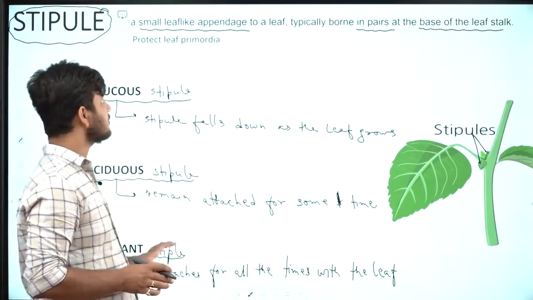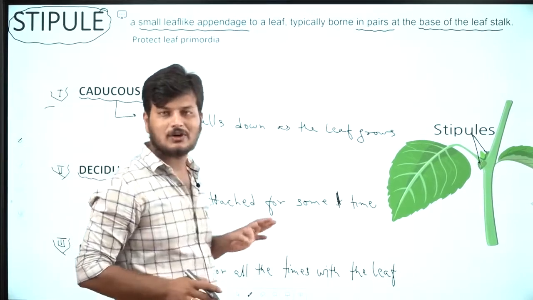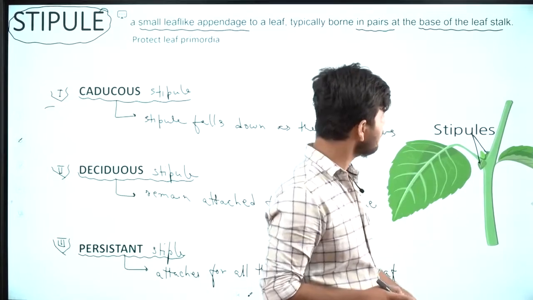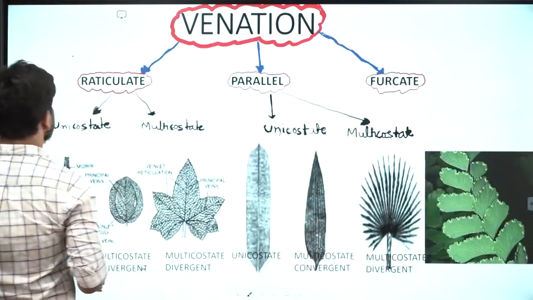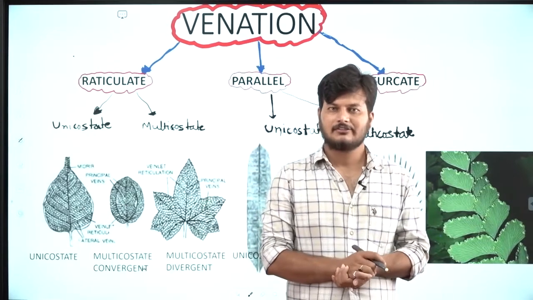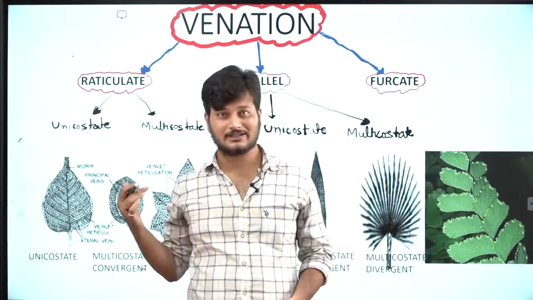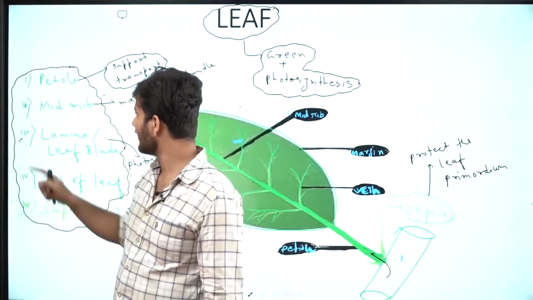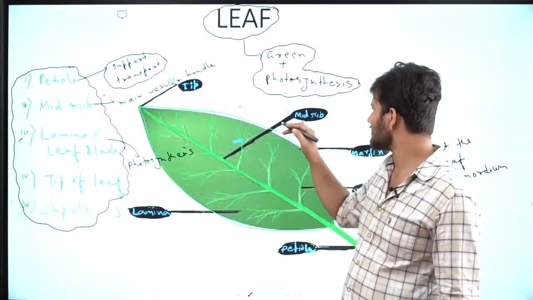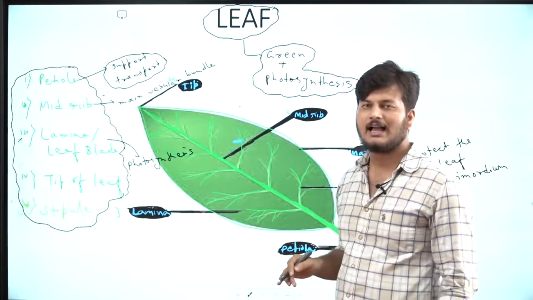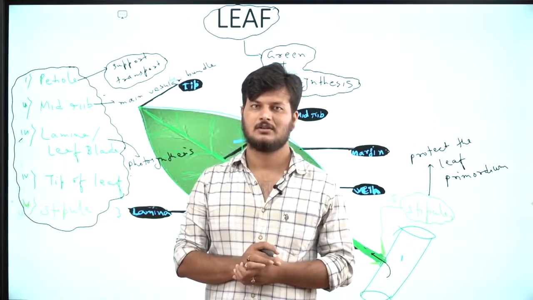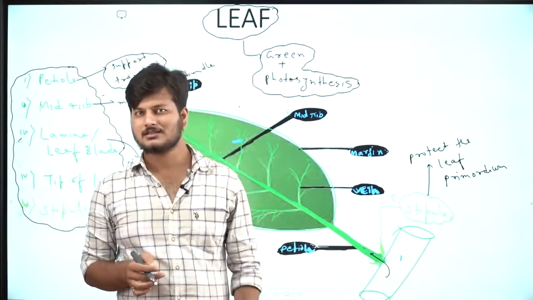We discussed what a stipule is, what the function of a stipule is, and how many types of stipule are present. Next, in the next slide, we are going to discuss venation of the leaf. If you look at the leaf, we already discussed that the leaf has this type of vein, which was termed as the midrib. There are a lot of ways in which the midrib or ribs are present, and their arrangement is termed as venation.